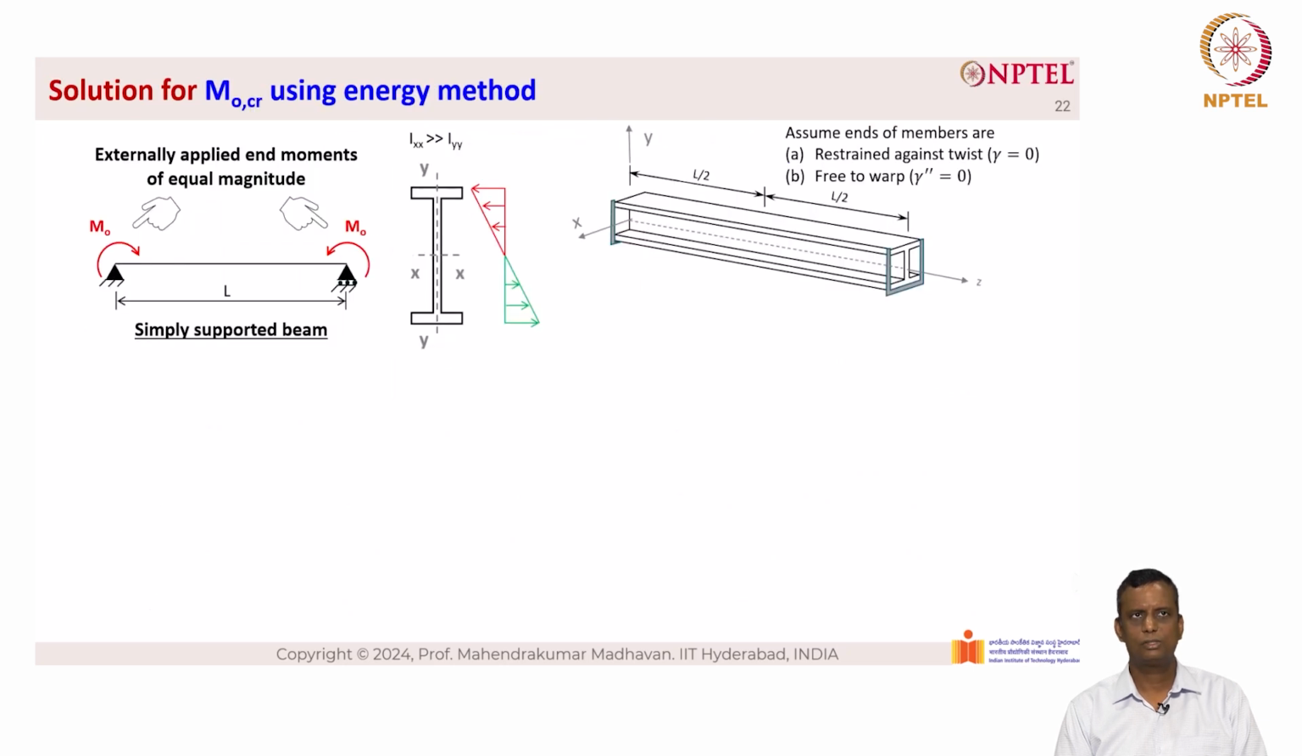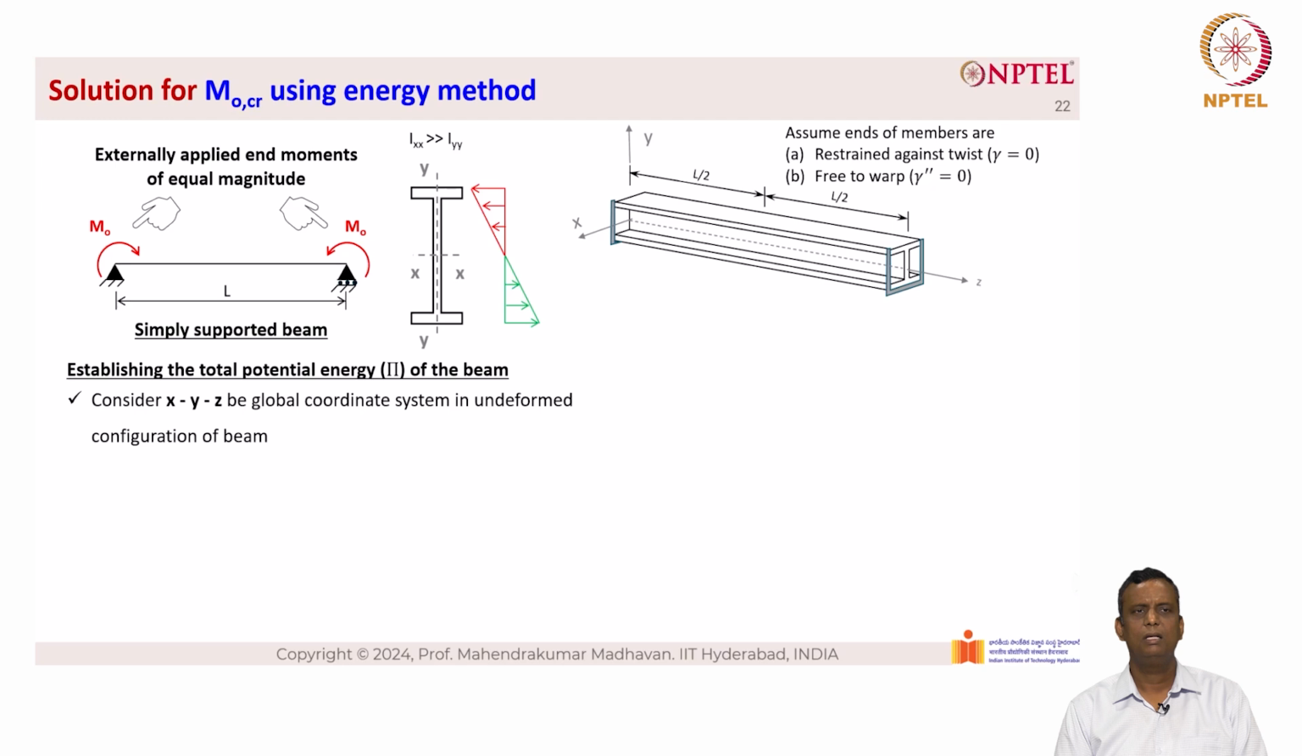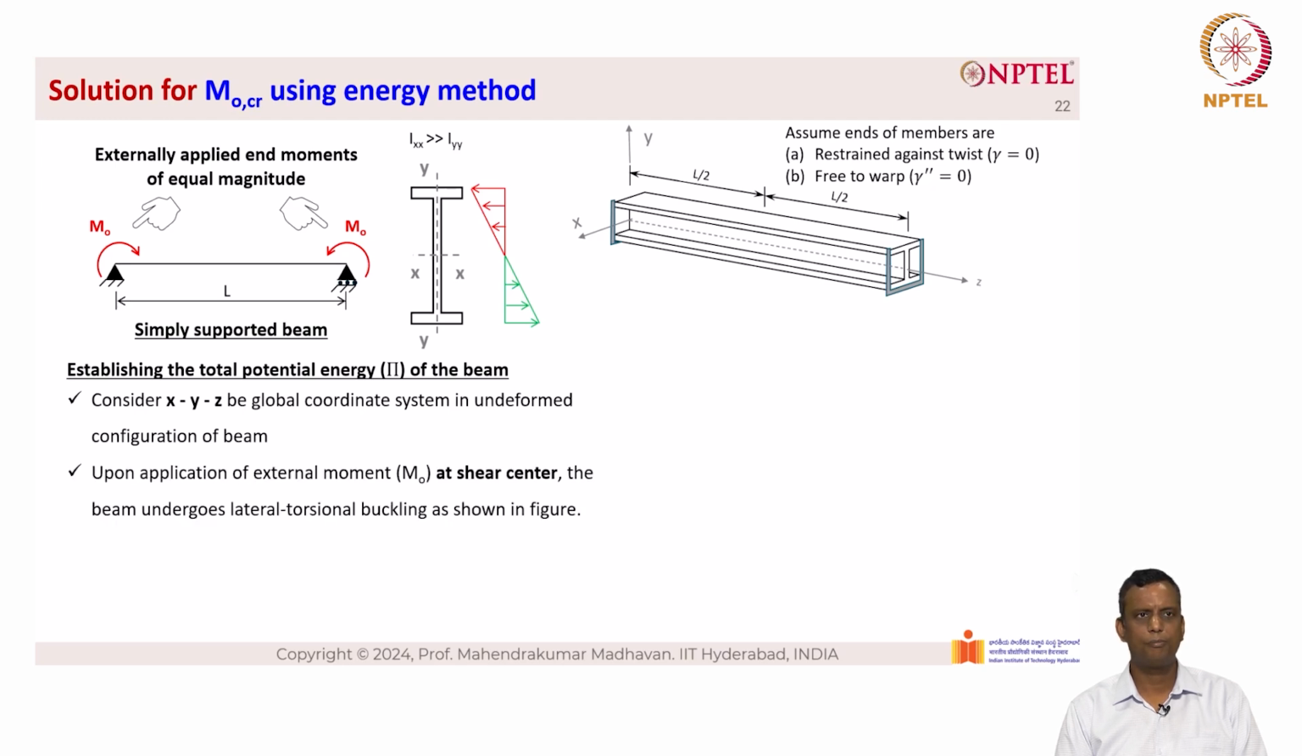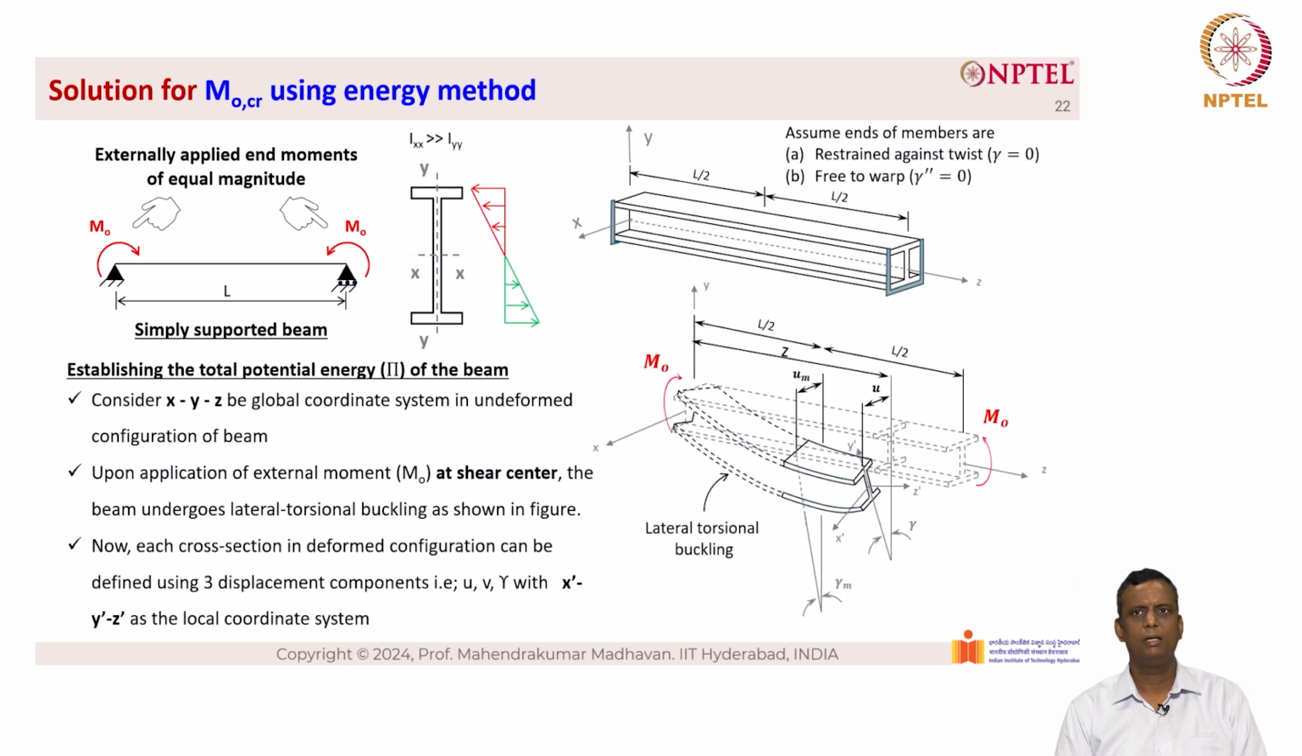Now let us solve this for equally applied end moments of equal magnitude for an I cross section. So we establish the total potential energy pi of the system. Consider XYZ to be the global coordinate system in the undeformed configuration of the beam. Upon application of external moment M0 at the shear center, the beam undergoes lateral torsional buckling as shown in the figure. On the right hand side, you can see that there is movement in the y direction, there is movement in the u direction, and there is also movement in the twisting direction, which is gamma.